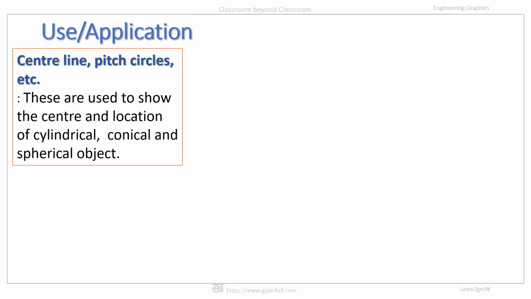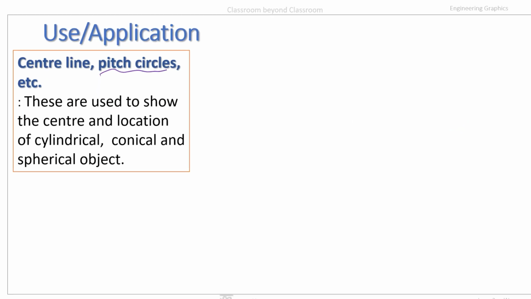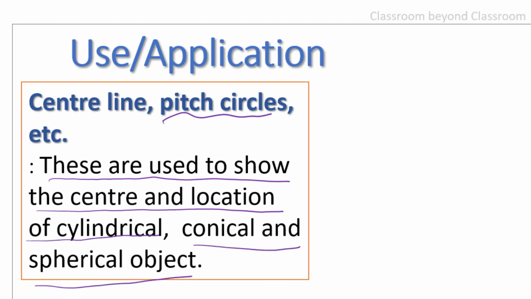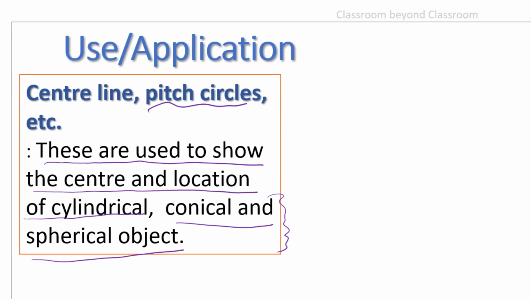Now the center line or the pitch line, etc. For every object, there may be some symmetry. It may be symmetrical about some line, about the axis and so on. So to represent that type of line, about the symmetrical line or axis line, center line or pitch line are used. These are used to show the center and location of a cylindrical, conical and spherical object, because all these objects are symmetrical about an axis or about some line.